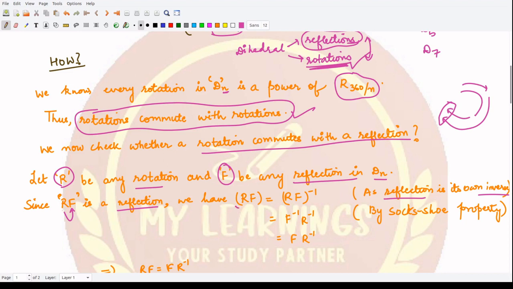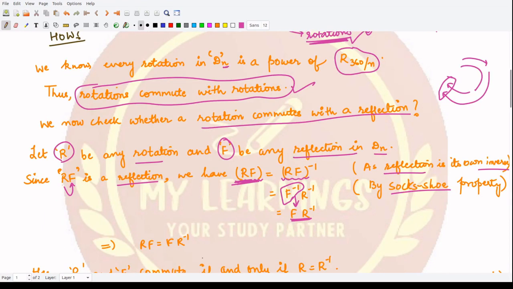So here you see this reflection would be equal to its inverse. And by the socks-shoes property you can invert the order: F inverse and R inverse. And the inverse of the reflection is the reflection itself, which is F, so F R inverse. So from here you obtain RF is equal to F R inverse.